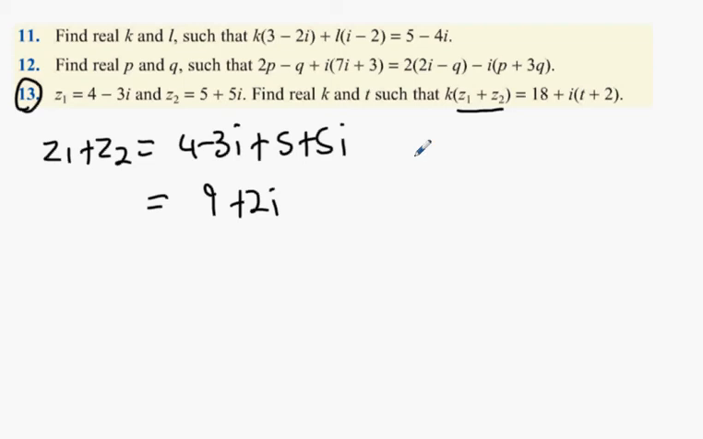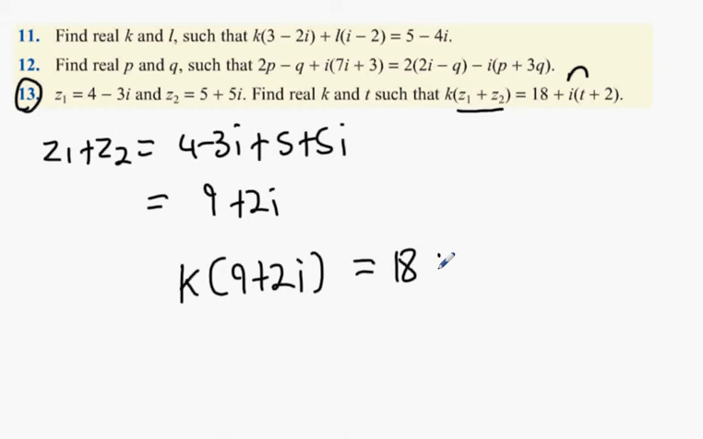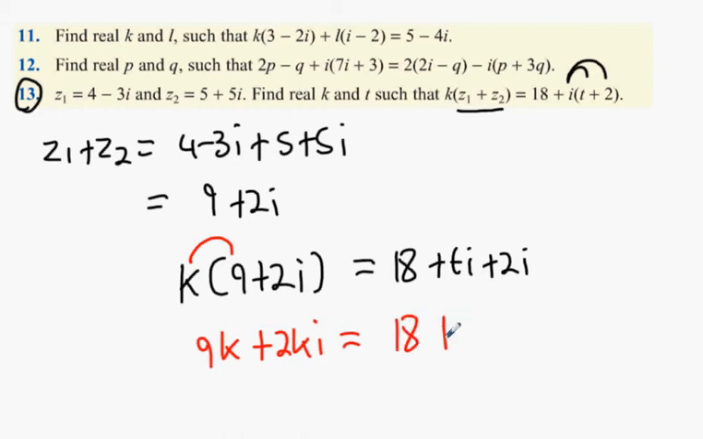Now, you replace z plus z1 with 9 plus 2i, and that equals 18. Now, what's i times t? ti. i times 2? 2i. Multiply in the k. 9k plus 2ki equals 18 plus ti plus 2i. Now, if you look at both sides, that's real and that's real. That's imaginary, that's imaginary, and that's imaginary.